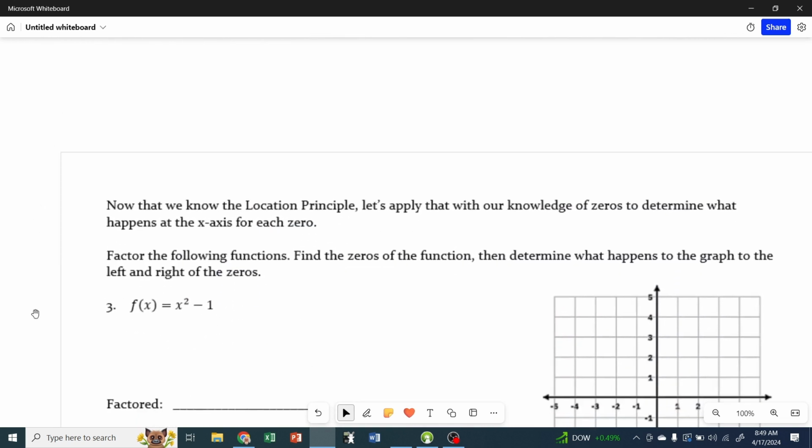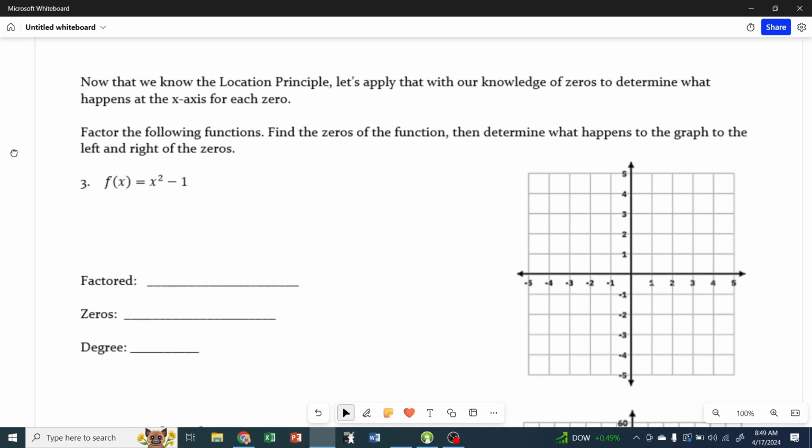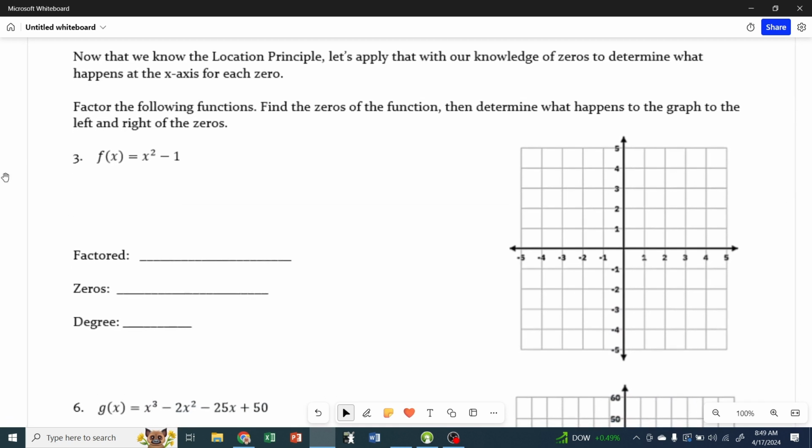Okay, so now that we know the location principle, we're going to apply this knowledge about zeros to determine what happens at the x-axis for each zero. So we're going to factor this function. f of x is equal to x squared minus 1. When I factor this, it's a difference of two squares, so I'm going to end up with x plus 1 and x minus 1. The square root of 1 is 1, and the square root of x squared is x. So that's how we factor that very quickly.